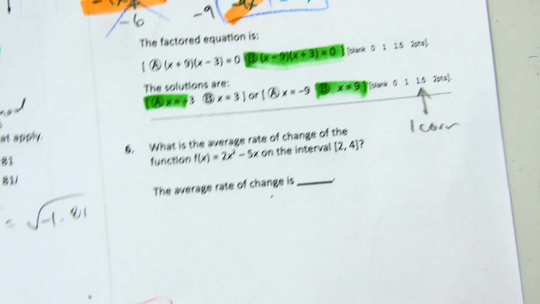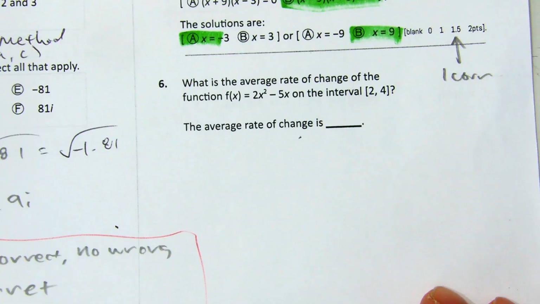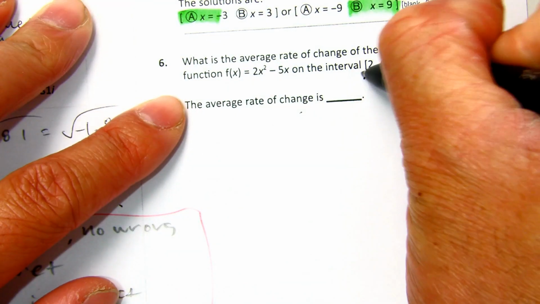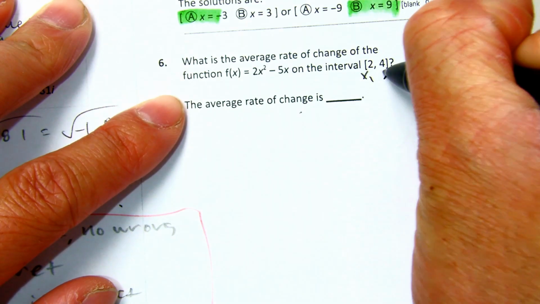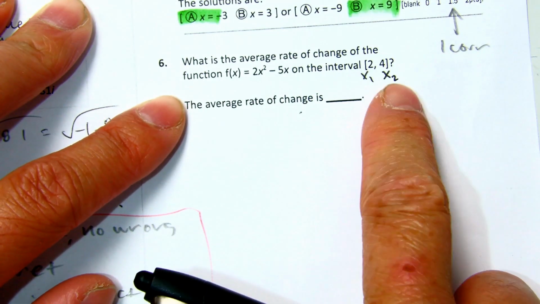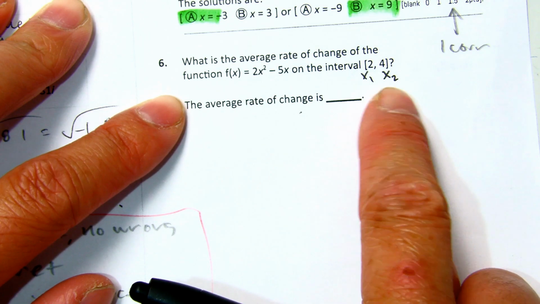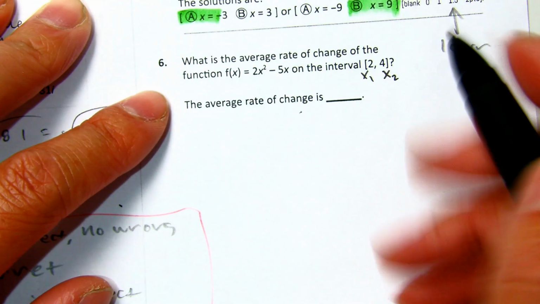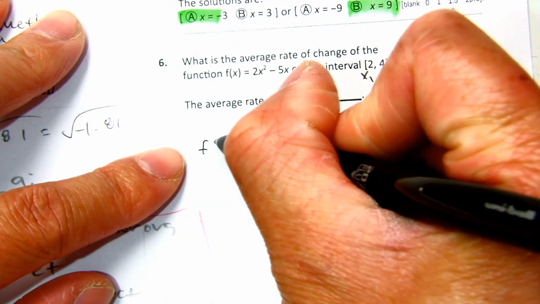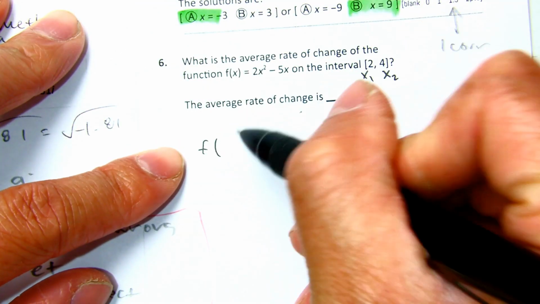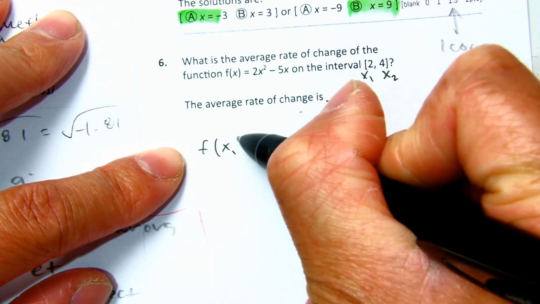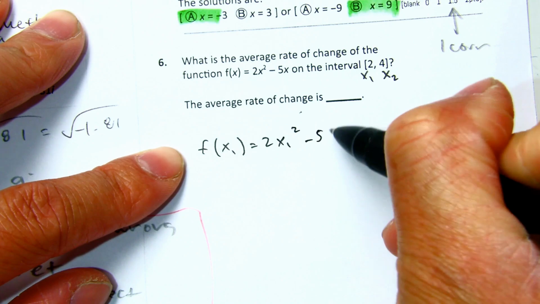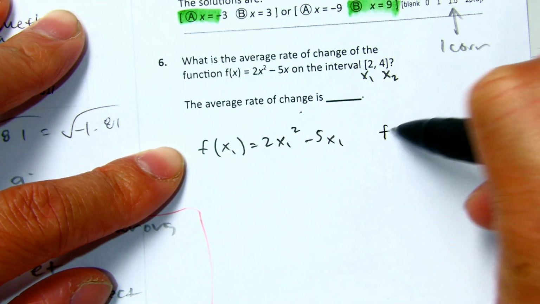Okay, question number 6. What is the average rate of change for this function? This is your x1. Pay attention, this is your x2. So this is an interval. This is not an ordered pair. Okay? So let's put that in. F of x for the first value, and I'll do the same thing for the second one.